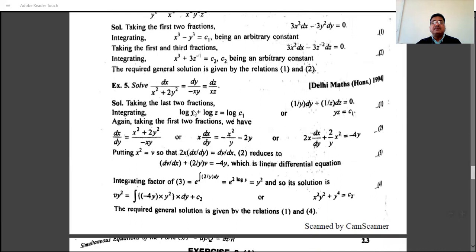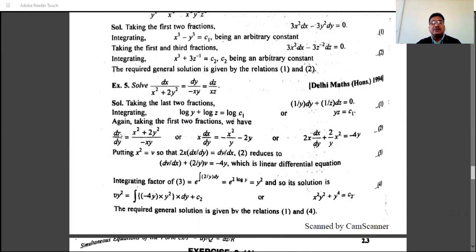Similarly, in the next problem, considering the first two factors, we have this answer. By considering the two factors, we have log y plus log z is equal to log c1, so yz is equal to c1 is the first answer. And by considering the last two factors, that is second and third, and then considering the first two factors, we have this: dx divided by dy is equal to x square plus 2y square divided by minus x into y.